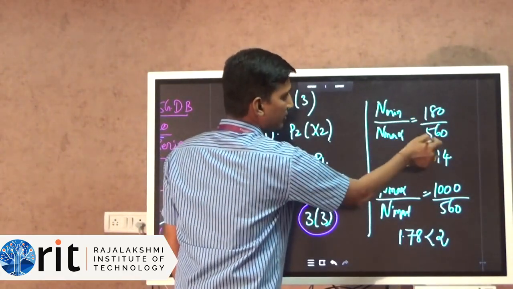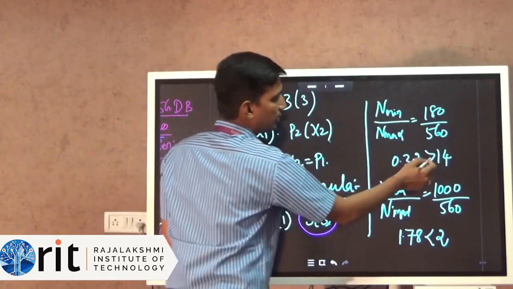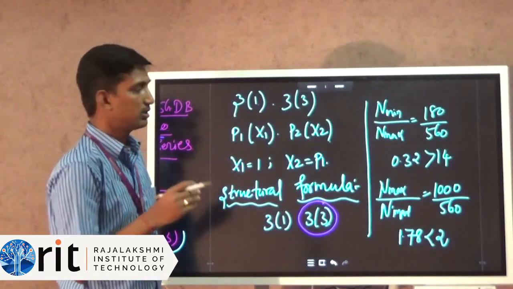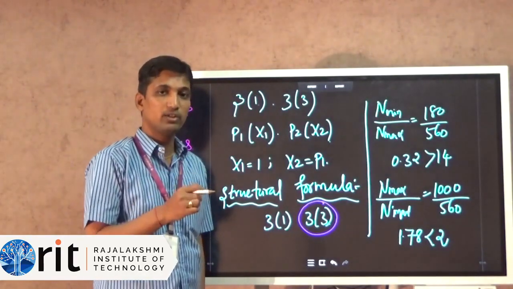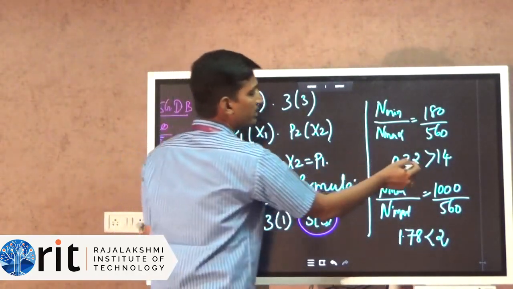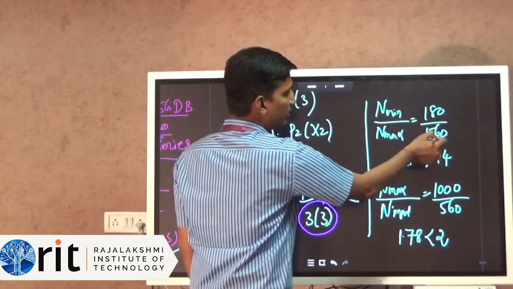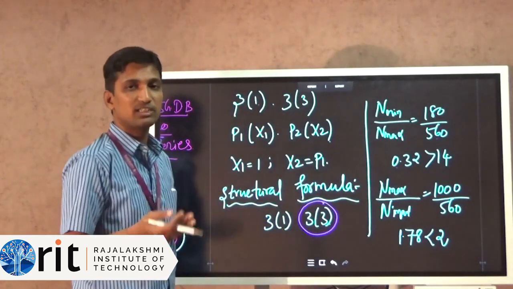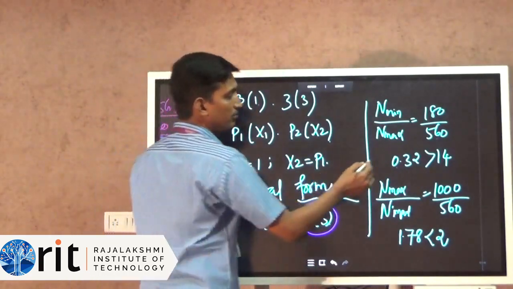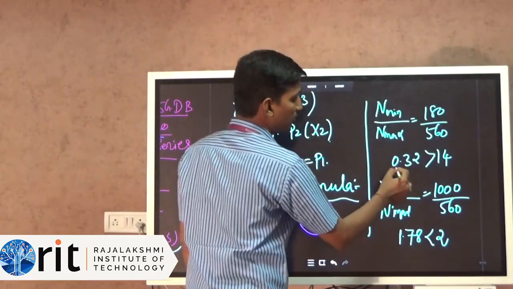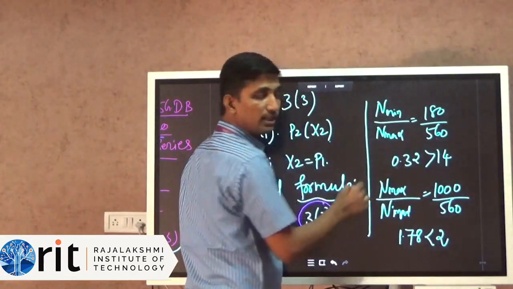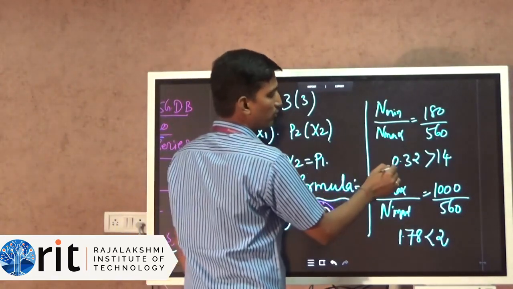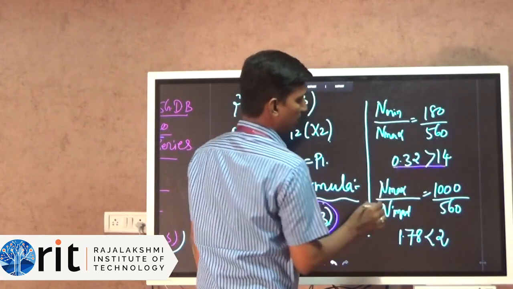By dividing both the numerator and denominator, I am going to get the value of 0.32. Always, the minimum speed ratio that we are finding should be greater than 0.25. By dividing, I am getting 0.32, so it completely satisfies the condition, because 0.32 is above 0.25. That's why I have taken this value.